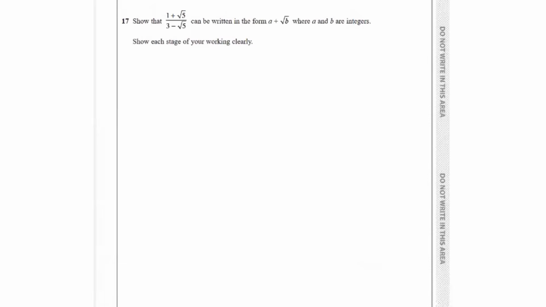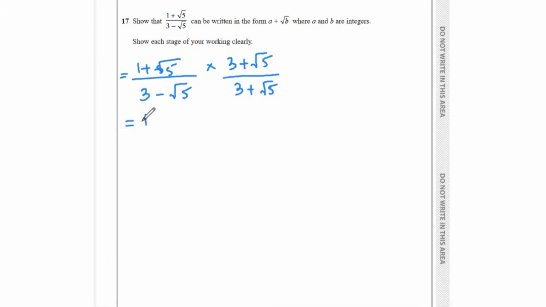So in this, we're going to rationalize the denominator. And when rationalizing the denominator, we're going to multiply the fraction by the conjugate of the denominator. So the conjugate will have the opposite sign. So it's going to be 3 plus root 5 over 3 plus root 5. Both the numerator and denominator get multiplied with 3 plus root 5. So now multiply the numerators with the numerators and the denominators with the denominators.